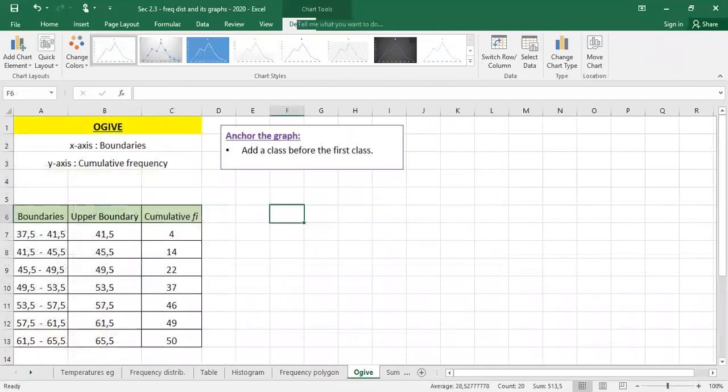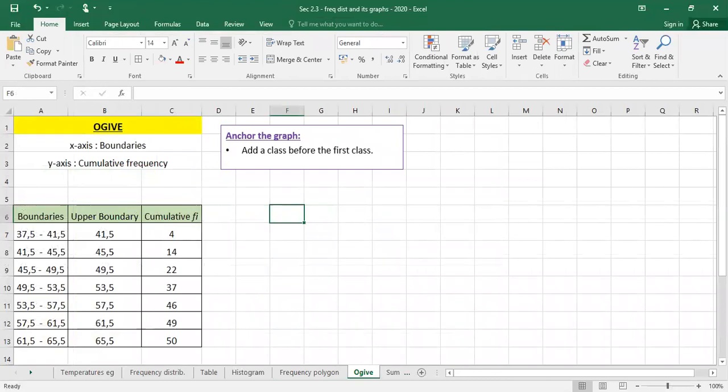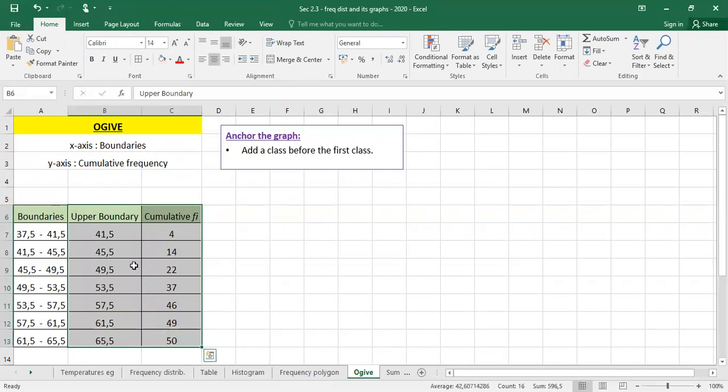Okay, so the last one is our ogive. Here we're going to plot our boundaries on the x-axis. That's the same as a histogram, but instead of frequencies on the y-axis, we're going to use cumulative frequencies. So let's see what happens if I choose all my data, our upper boundary, if you notice there.